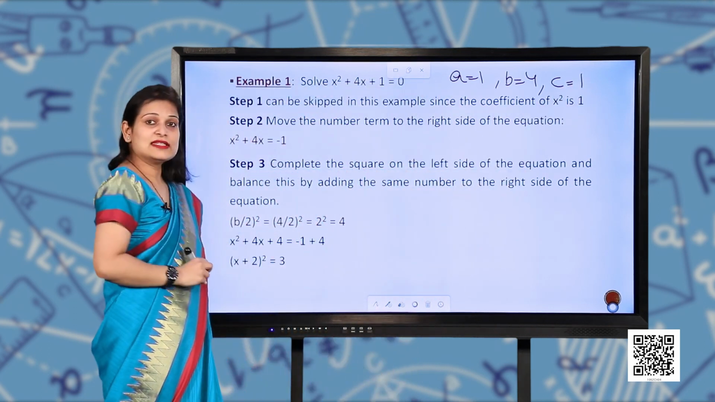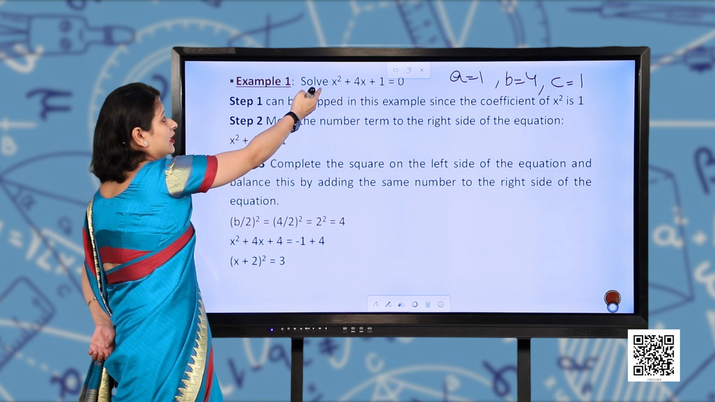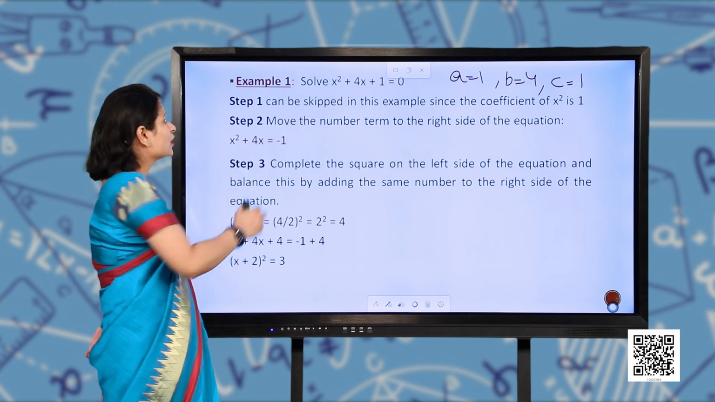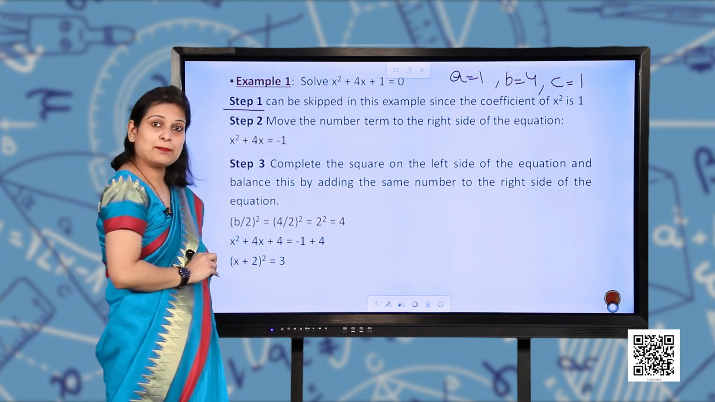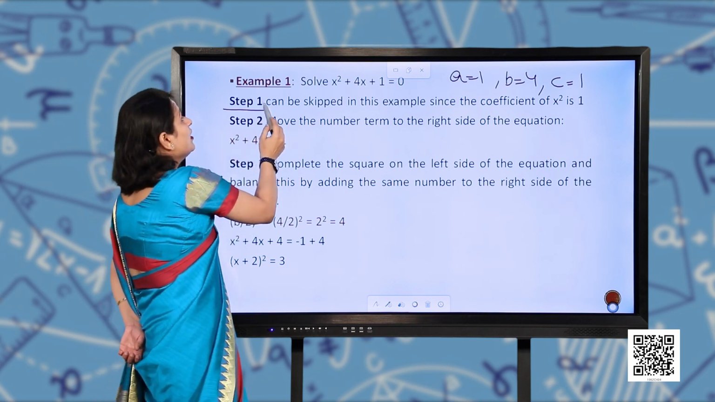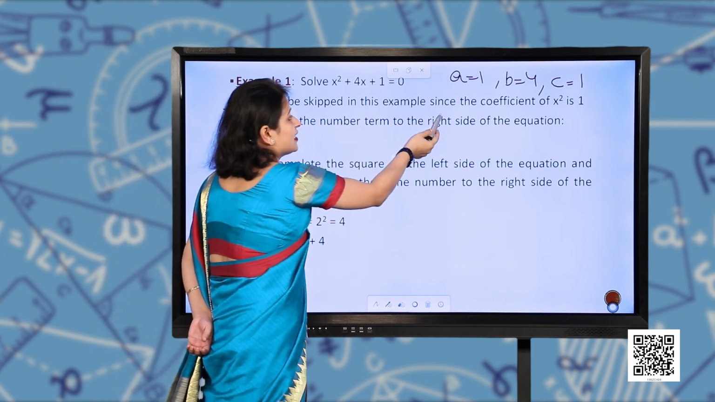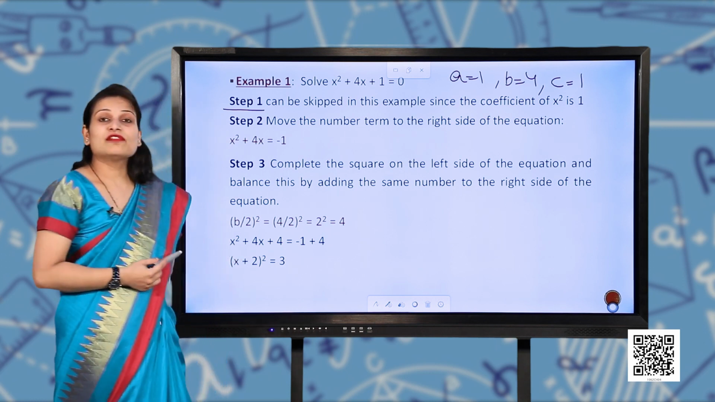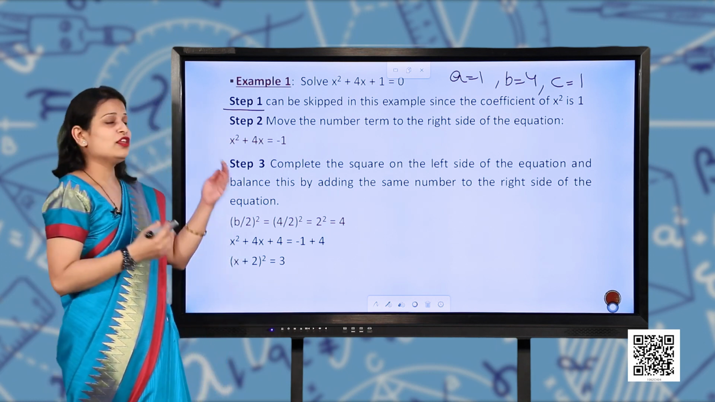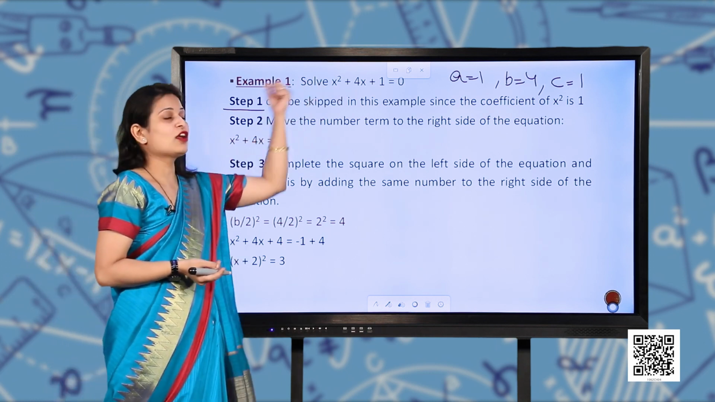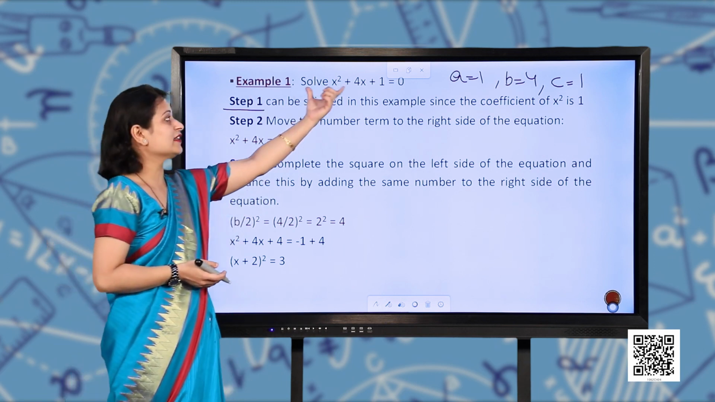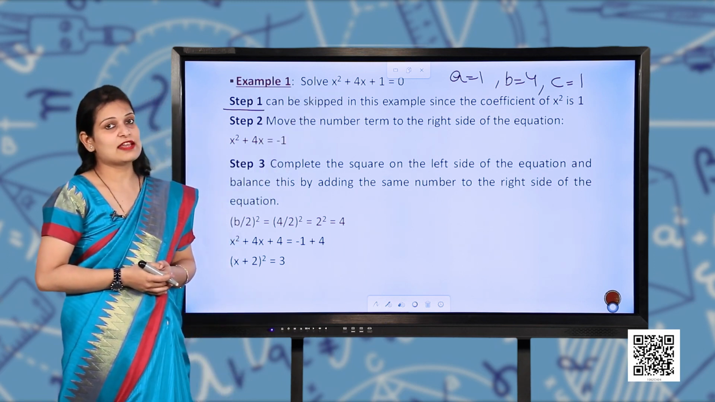Now as you can see here, the value of a is 1. So what will we do in step 1? Step 1 can be skipped in this example since the coefficient of x square is 1. When you divide this equation by the coefficient of x square, you will get this only. So you can skip step 1.